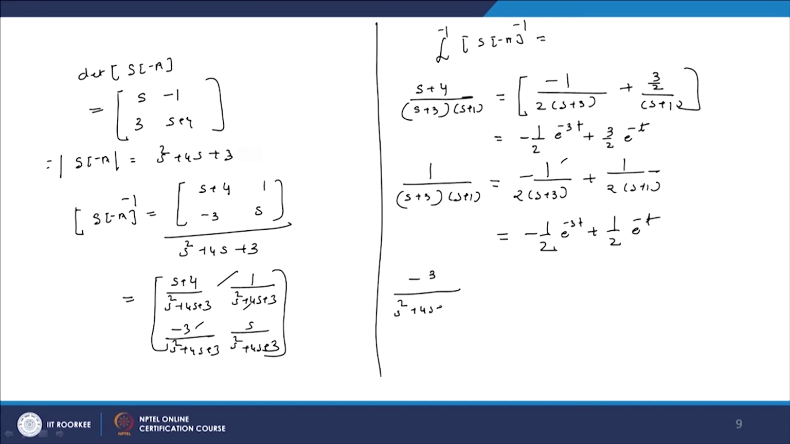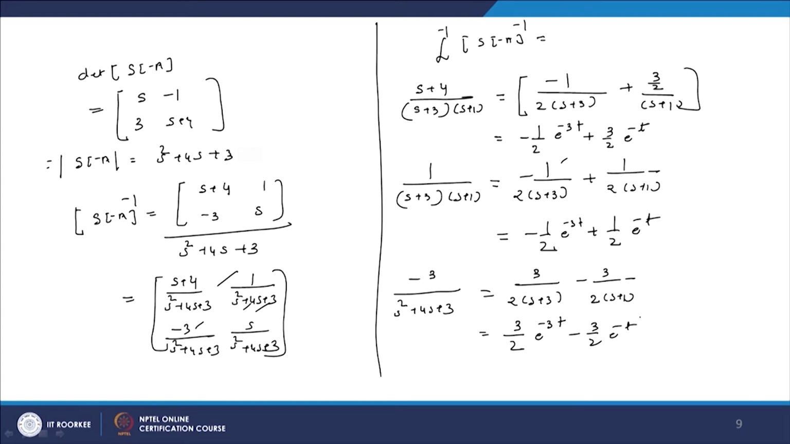Now, next, after completion of this part we can write 3 upon s square plus 4s plus 3. This (s plus 3)(s plus 1) is the same thing. So, here s square plus 4s plus 3, here minus 3, like this. For this we can get the result as 3 by 2 (s plus 3) minus 3 by 2 (s plus 1), and after solving this we will get 3 by 2 e raised to minus 3t minus 3 by 2 e raised to minus t.